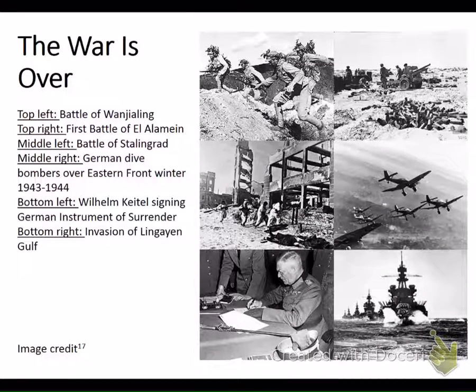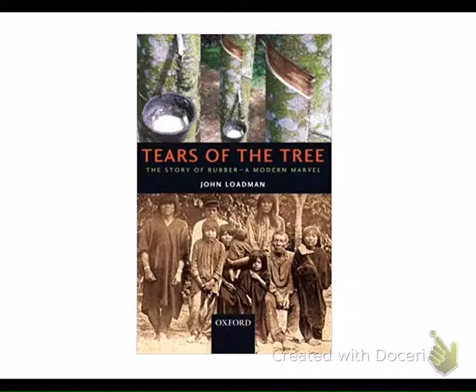So many other things happened too. Rubber wasn't the only piece of the story, but the war was over, as you know. They show you in the bottom left, Wilhelm Keitel signing the German instrument of surrender. So eventually the war did come to an end. And while no one's going to claim rubber was the sole reason World War II came to an end, it's interesting to consider that this tree out of the Amazon rainforest did have a role to play in this war.